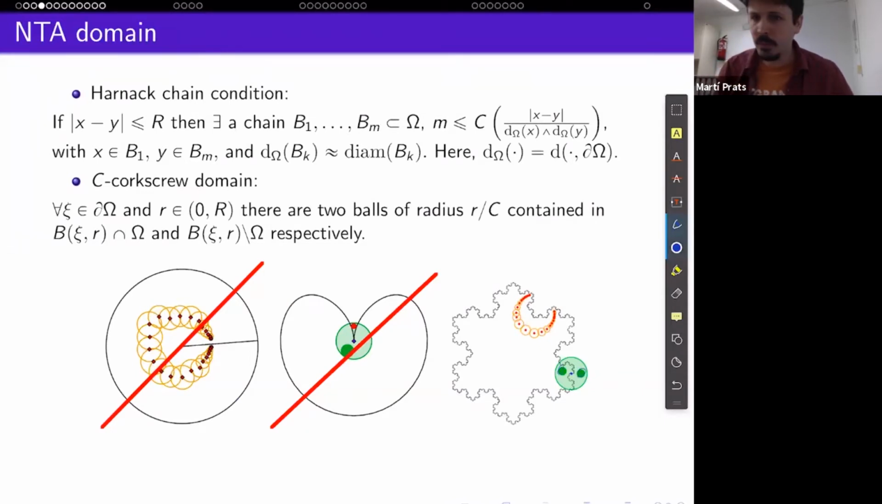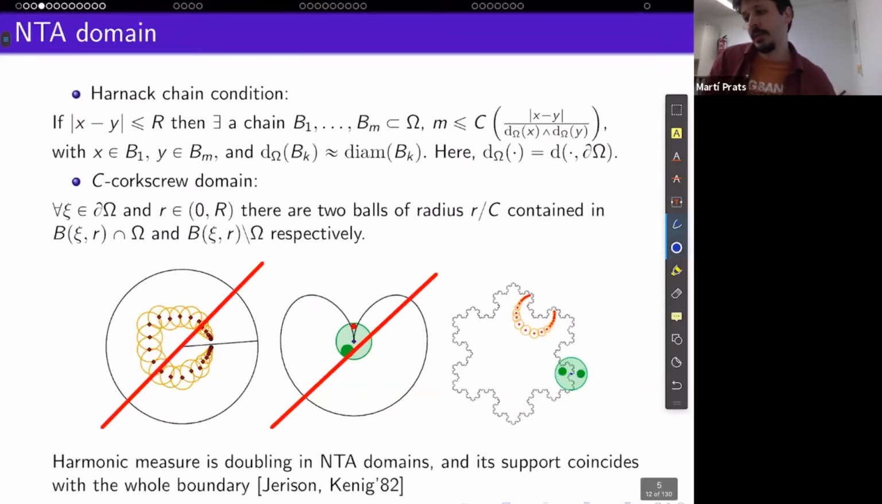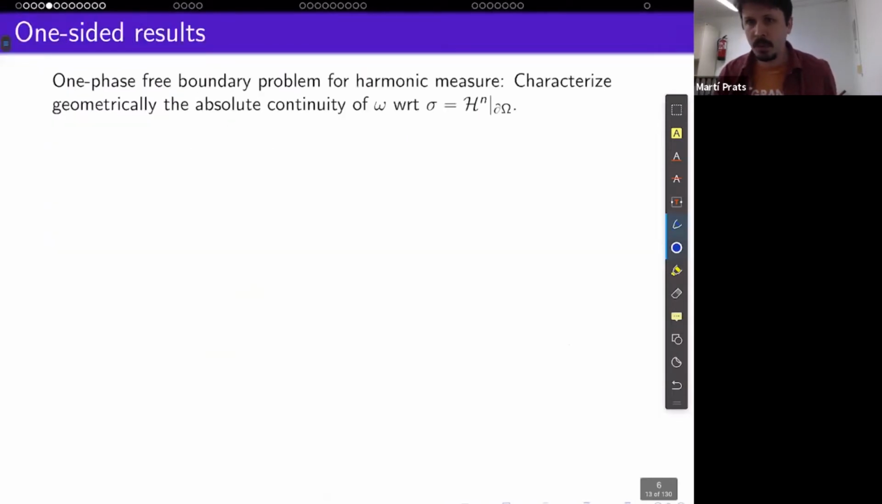Okay, so let's move on. These are NTA domains, and harmonic measure is very good in NTA domains because its support first coincides with the whole boundary, and the measure is doubling. Okay, the harmonic measure is doubling in NTA domains. So we have very powerful analysis tools for this case. All our talk is inside this family of domains, NTA domains.